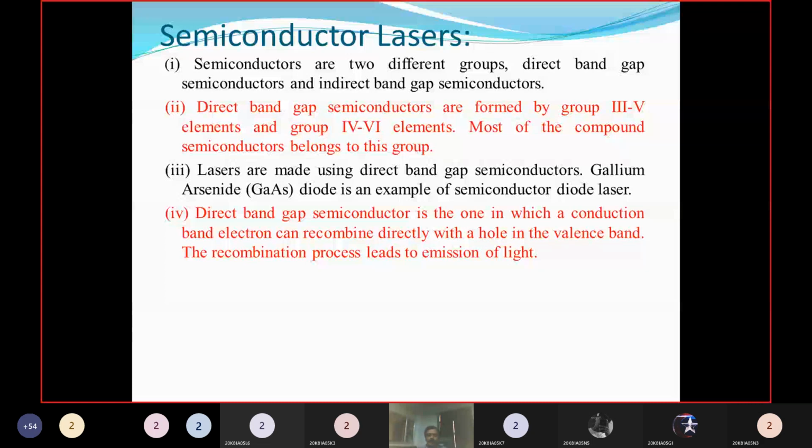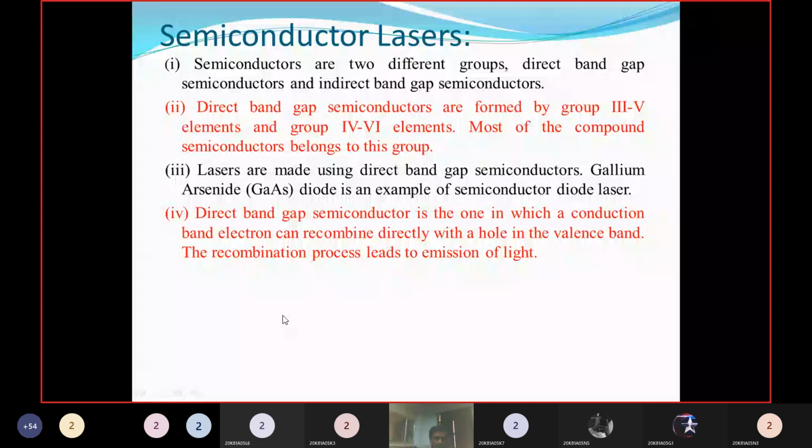Okay, now coming to the lasers made using direct band gap semiconductors. Gallium arsenide is one of the best examples for a semiconductor diode laser. A direct band gap semiconductor is one in which the conduction band electron can recombine directly with the hole in the valency band. The recombination process leads to the emission of light. I said that in the last class only.